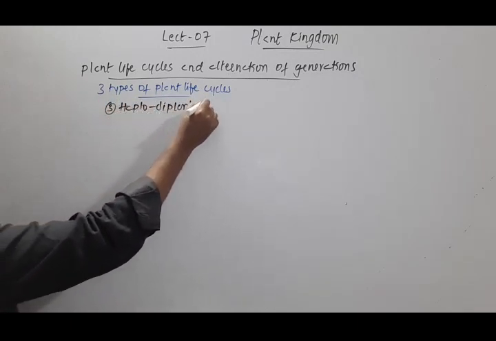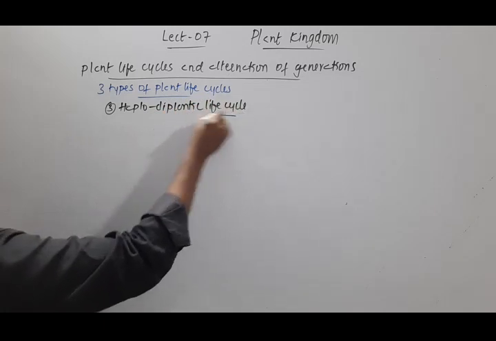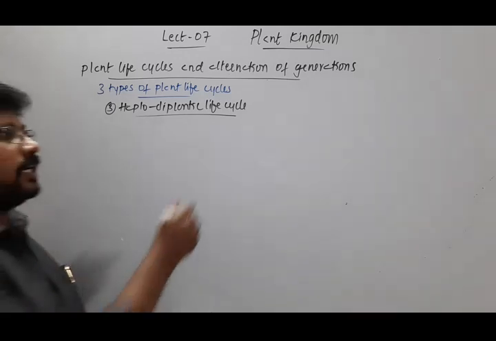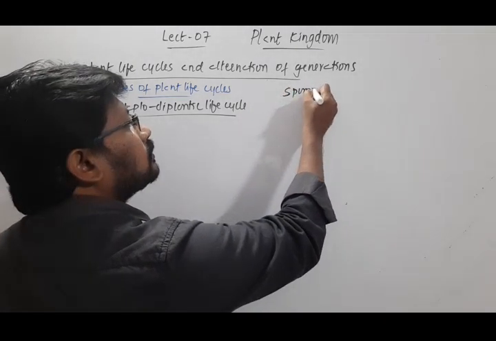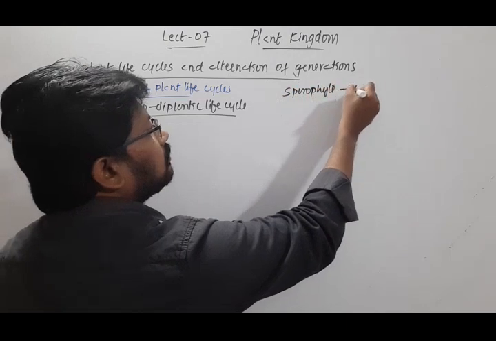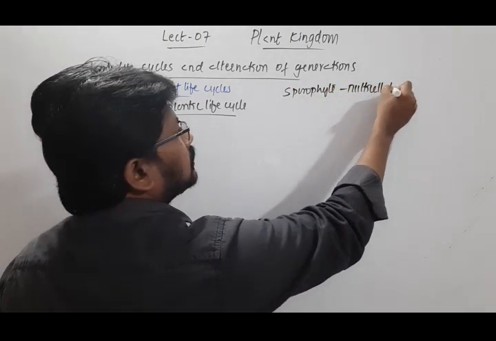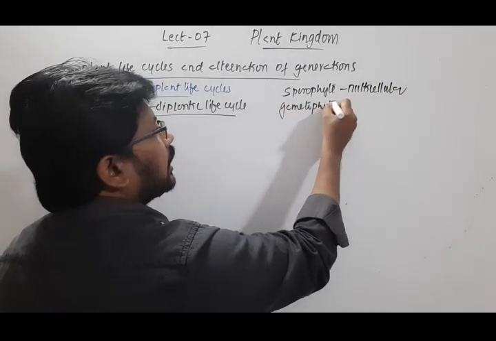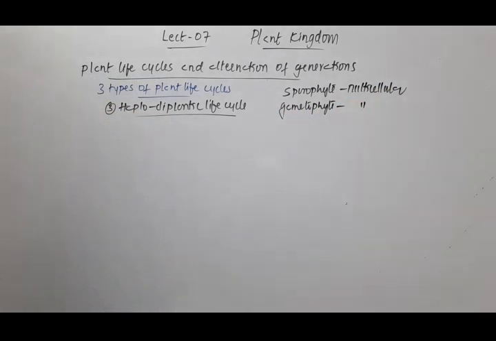Haplo-diplontic life cycle. In this type of life cycle, the sporophyte will be multicellular and the gametophyte will also be multicellular. So both the phases will be multicellular.